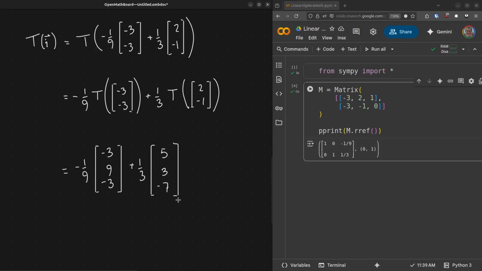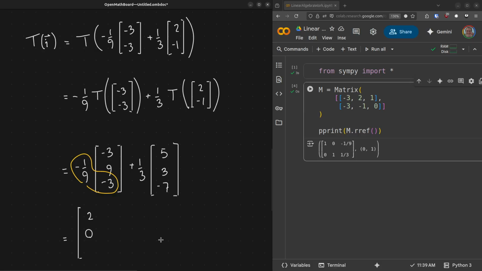And so if I just do the arithmetic, I will be able to find the transformation. Negative 1/9 times negative 3 is positive 1/3. Plus 5/3 is going to be 6/3. That's 2. Negative 1/9 times 9 is negative 1. 1/3 times 3 is 1. Negative 1 plus 1 is 0.